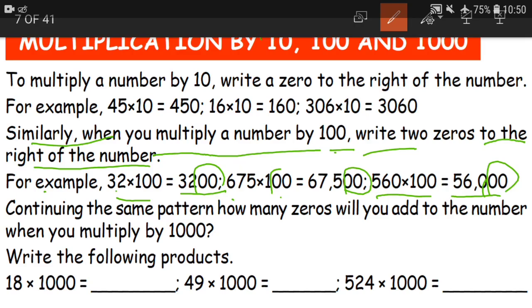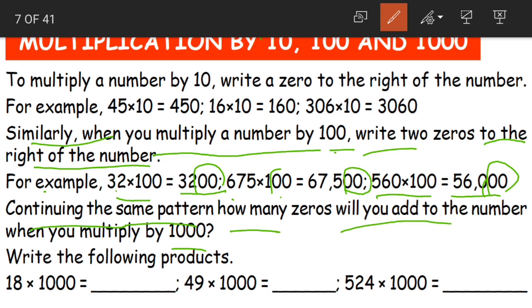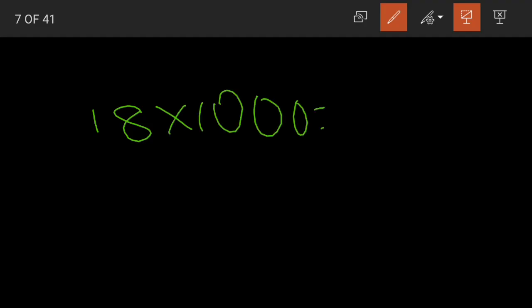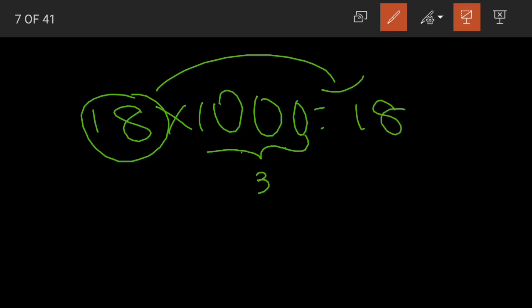Now lastly, coming to multiplying by 1000. Continuing the same pattern, how many zeros will you add to the number when you multiply by 1000? Yes, they are asking us only to find out 18 into 1000. Again, how many zeros does 1000 have? 3. So we'll add 3 zeros to the product. Yes, 18 written as it is. After that, how many zeros? 3 zeros. 1, 2, 3. So 18 into 1000 becomes 18,000.